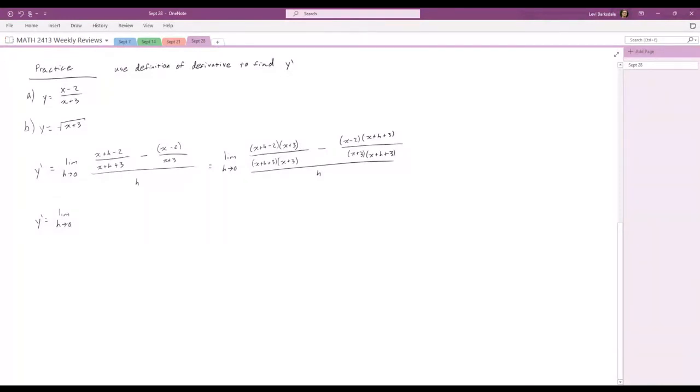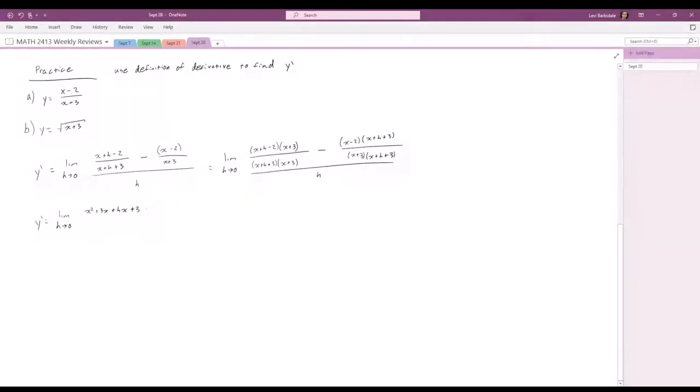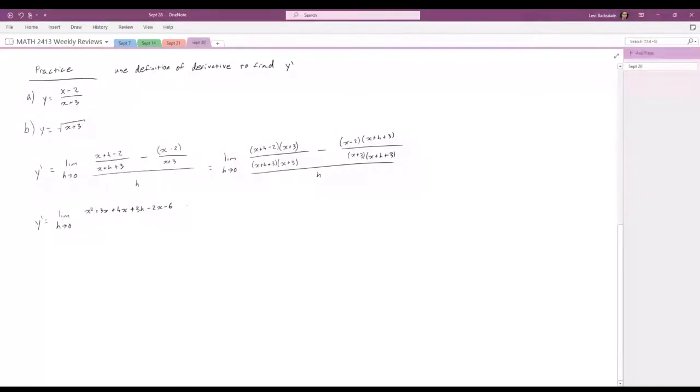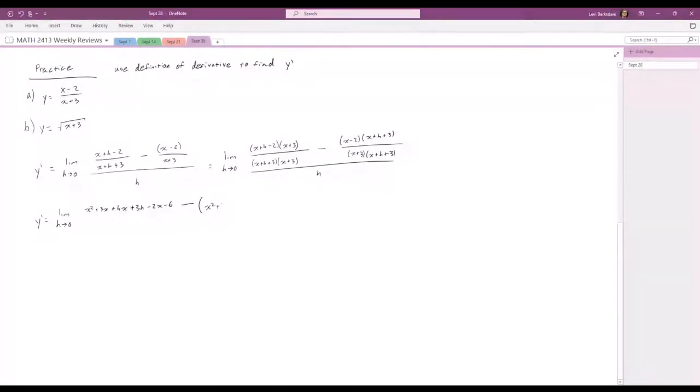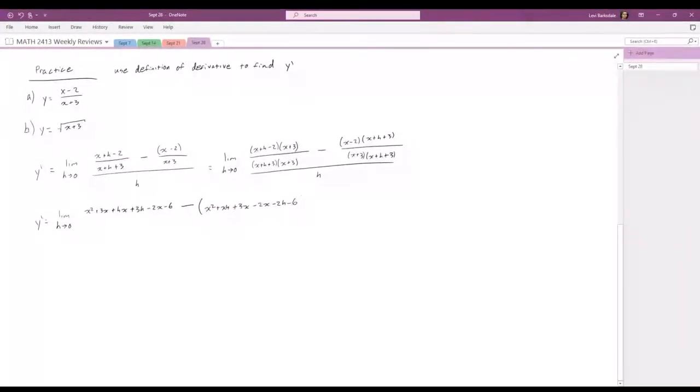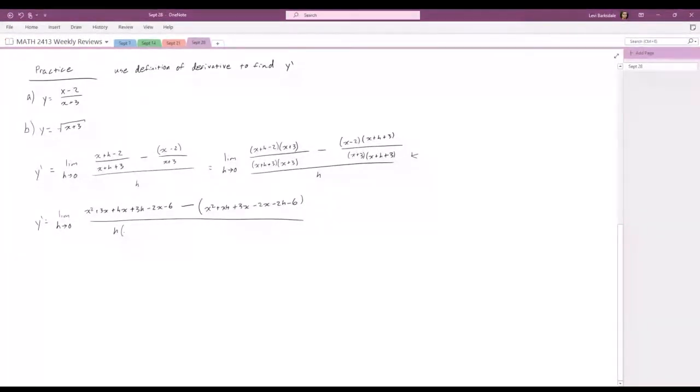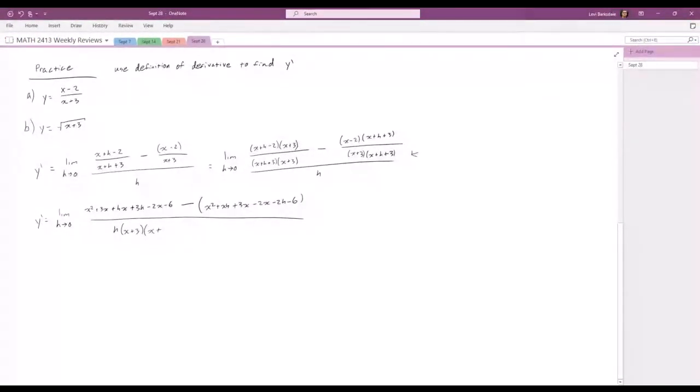So on top, I'm going to have x squared plus 3x plus hx plus 3h minus 2x minus 6. That is my first fraction. My second one, I'm going to have minus all of x squared plus xh plus 3x minus 2x, minus 2h, minus 6. All of this is going to be over, I'm going to go ahead and combine my denominators, h times x plus 3 times x plus h plus 3. Good so far? Cool.